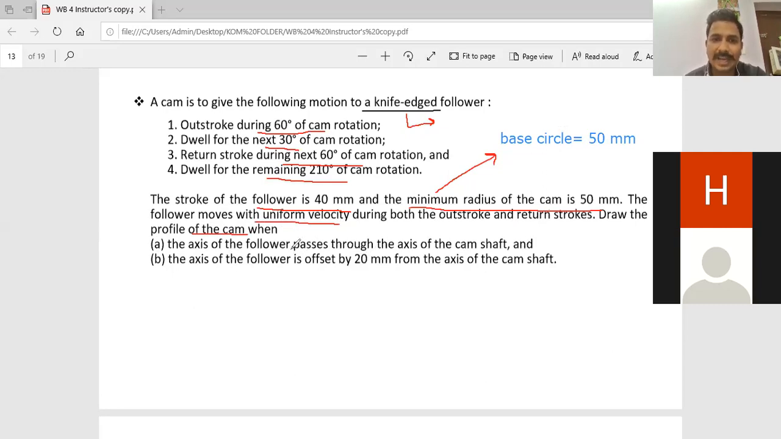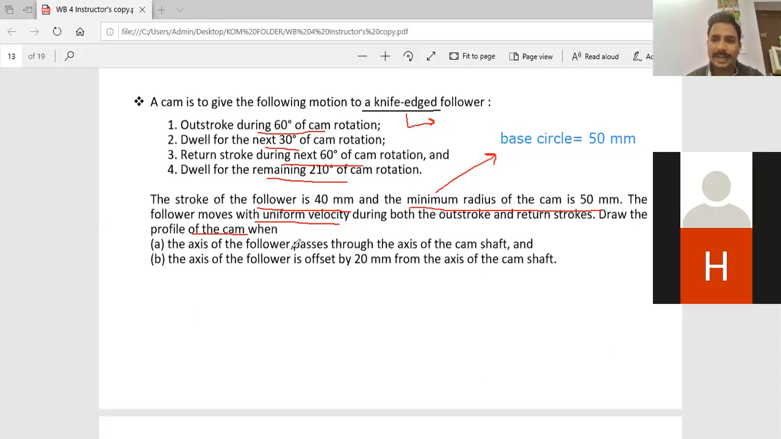Now if the axis of the follower passes through the axis of the camshaft, how much is the offset? If both the axes are passing through the same point, they are coincident, then what should be the offset in this case? 0, correct. So the offset is 0. That is the first case: the question asks us to draw a cam profile when the offset is 0. And the second case, it asks us to draw the cam profile when the offset is 20 mm. Correct. So we will do the A part first, and then we will draw the B part. Okay, the question is understood, right?